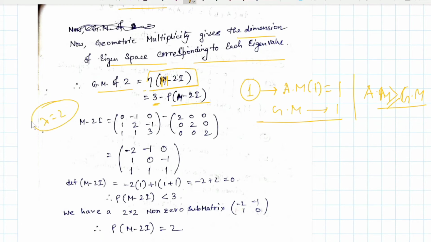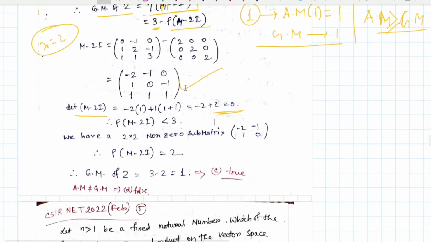For lambda equal to 2, M minus 2I gives this matrix, and the determinant of this is equal to 0. Since the determinant is 0, the rank of this matrix M minus 2I is less than 3. Now if we get a square submatrix of order 2 that is non-zero, then we can say that the rank of the matrix is equal to 2. Therefore here we can get a 2 by 2 non-zero submatrix, so the rank is equal to 2. You can also apply row operations here to check the rank.